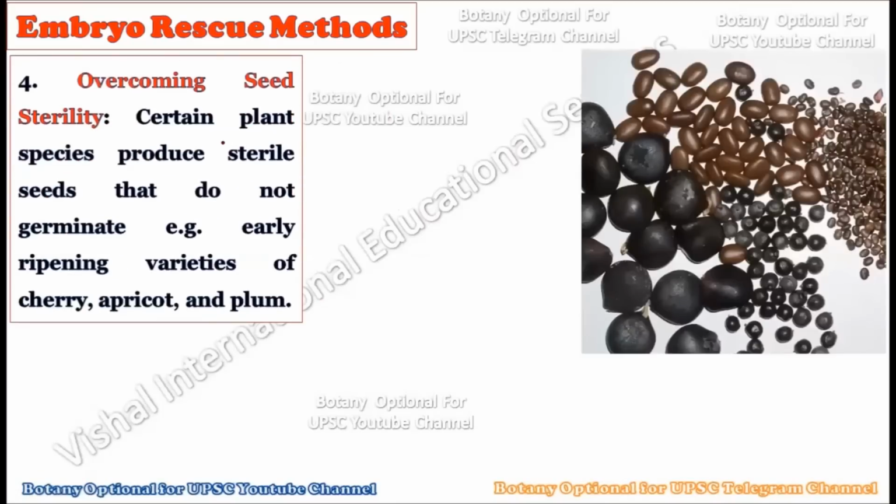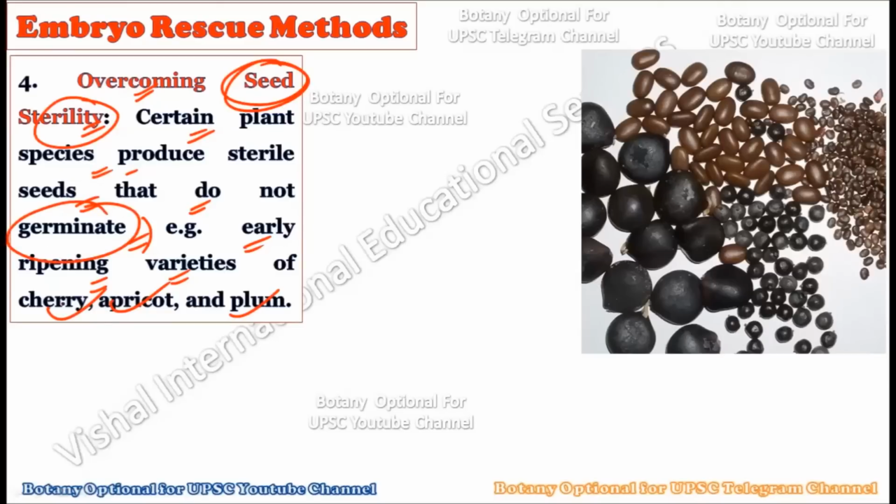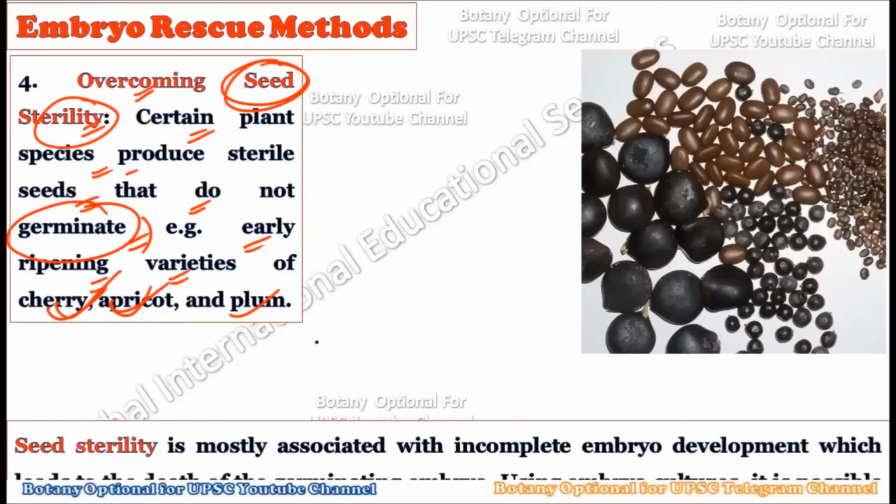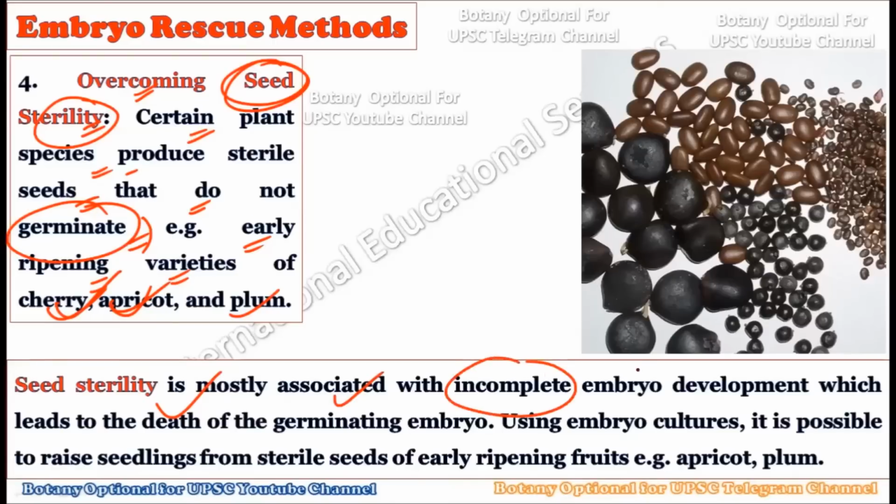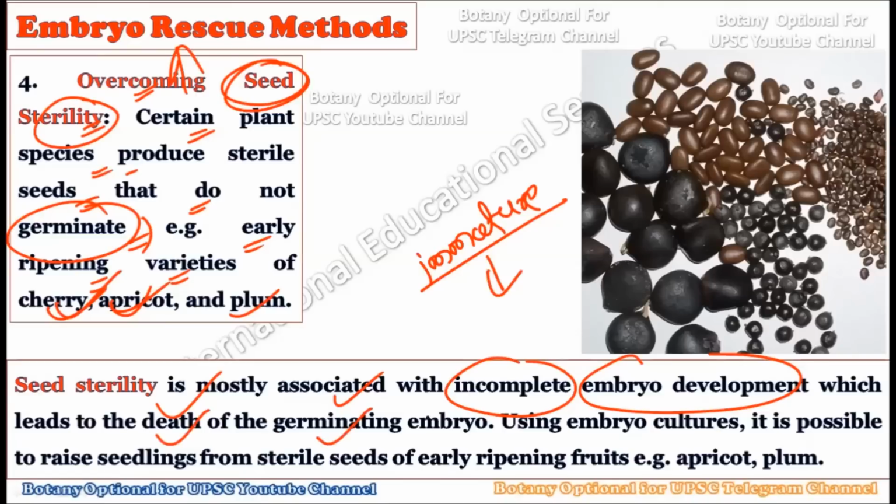Now consider the fourth one, that is the overcoming of the seed sterility. Certain plant species produce sterile seeds that do not germinate, for example early ripening varieties of the cherry, apricot and the plum. So basically there is a seed sterility in which, after the formation of seed, these seeds do not germinate at all. This seed sterility is mostly associated with incomplete embryo development. That is, the embryo always remains immature, and as you know, whenever we extract the immature embryo, we call it an embryo rescue, and we can create the whole new plant out of this embryo rescue method, which otherwise leads to the death of the germinating embryo.